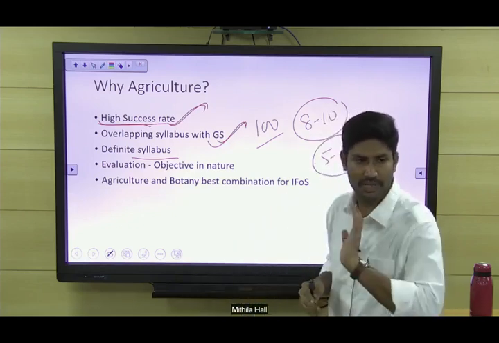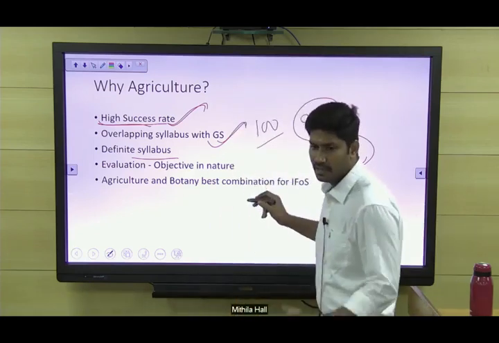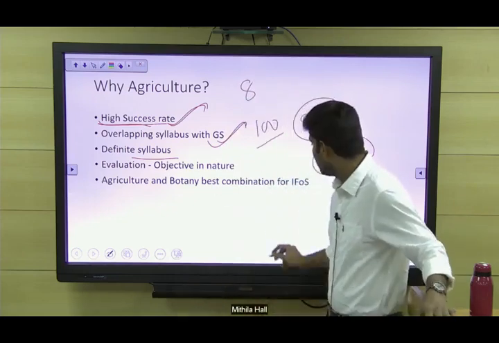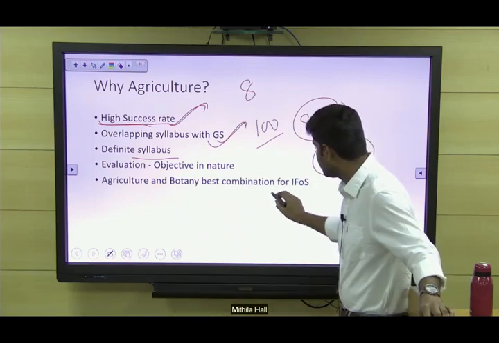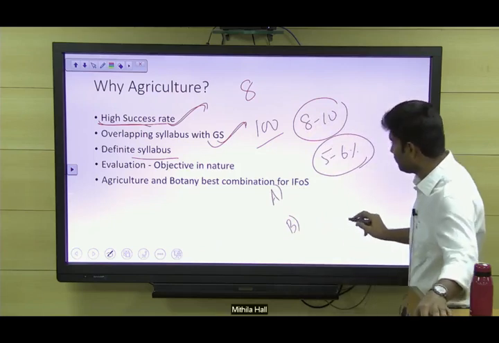Right, so in the UPSC, you know the exam pattern? Do you know the exam pattern in UPSC? In the mains, the optional, they will ask 8 questions. Okay. So it is divided into 2 sections, section A and section B. So section A, 4 questions.